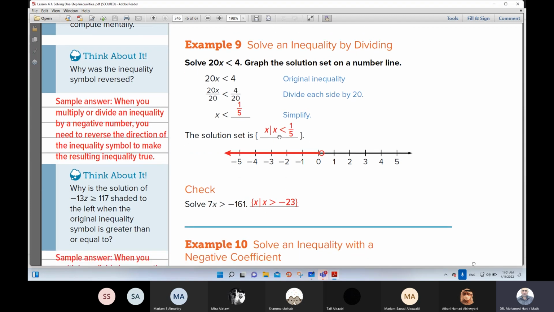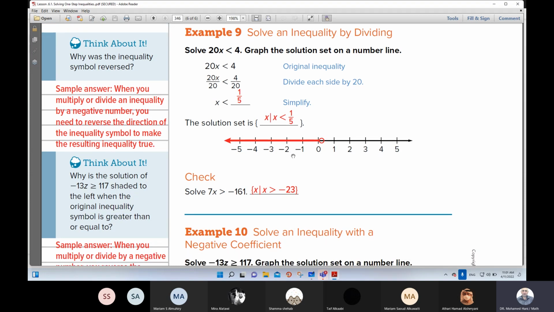Then write the set of solutions: x such that x is less than 1 over 5. Then you can graph this solution. Represent 1 over 5 between 0 and 1. And we don't have equal here, so draw an open circle. Then the values of x less than means the direction to the negative side.